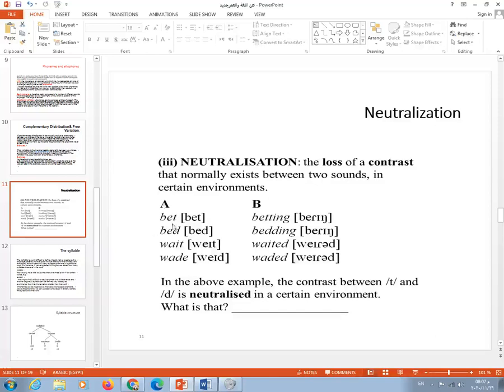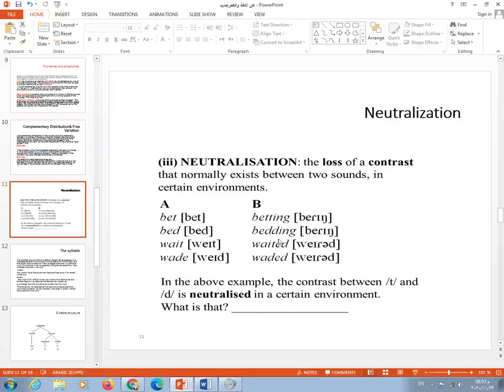Let's look at this example. Here we have bat, okay, and bud. But in American English, they say bedding. Weight and weighed: in American English, they say weighted. So the t and d lose the distinction and turn into one sound. So in the above example, the contrast between t and d is neutralized. And in which environment? When they come between two vowels. This is in American English, as you see.